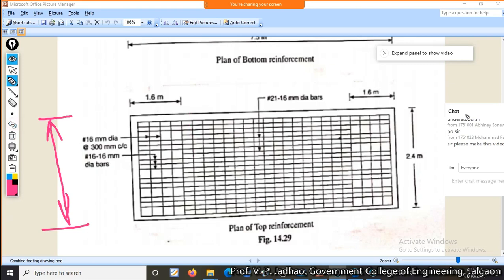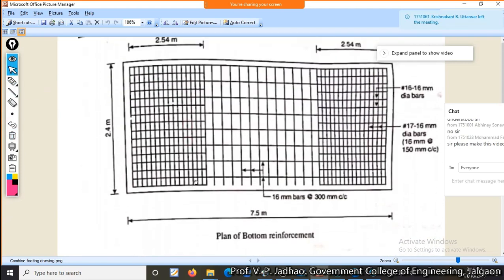We have already calculated the spacing of transverse reinforcement, which was 150 mm. Now we will see first the bottom face. For the bottom face, this 150 mm spacing is provided here. You can see these transverse reinforcement bars.